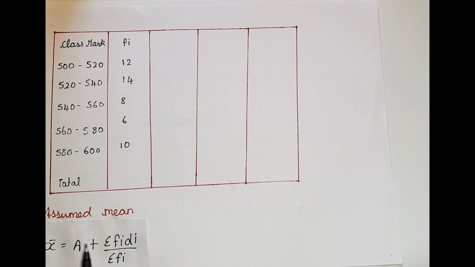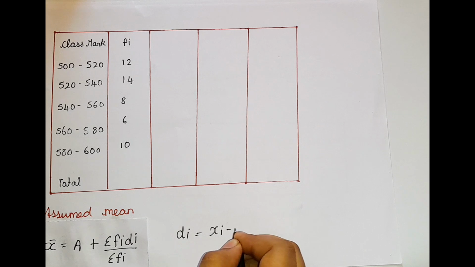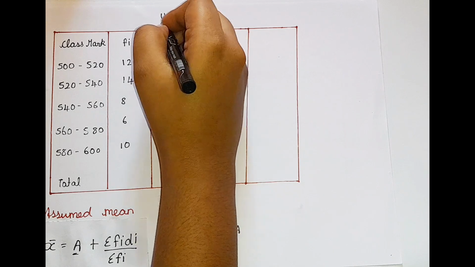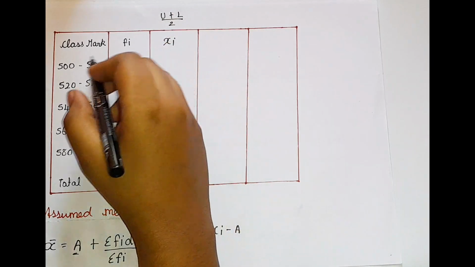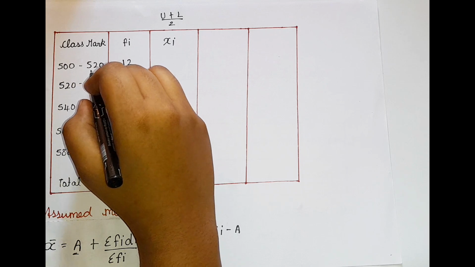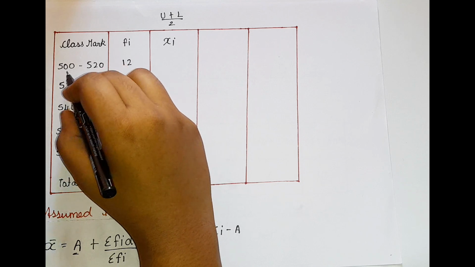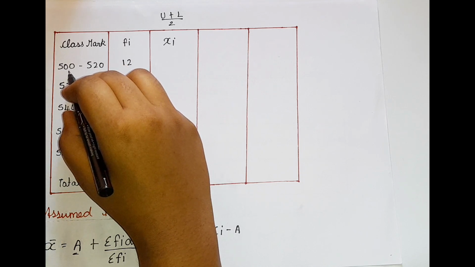Here we want a di value, and to find the di value we want the xi value. Why? Because the formula for di is xi minus A, isn't it? So we want A and we want the xi value. How to find the xi? xi is the upper limit plus lower limit divided by 2. In these two numbers, the upper limit, the greatest number, is 520, and the lower limit, the smallest number, is 500.